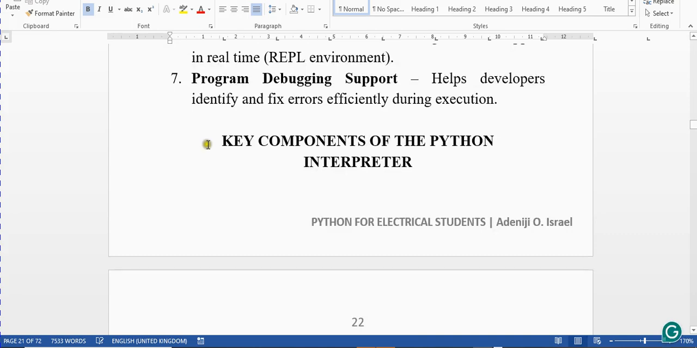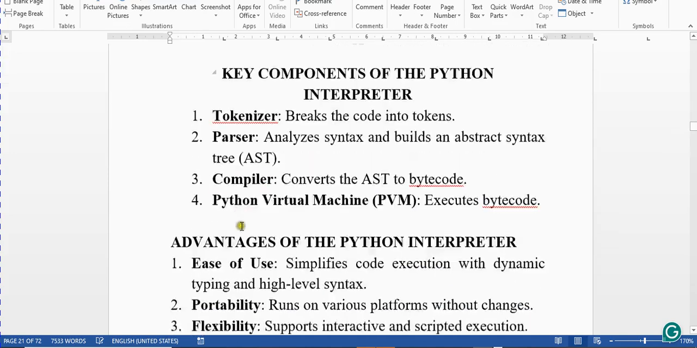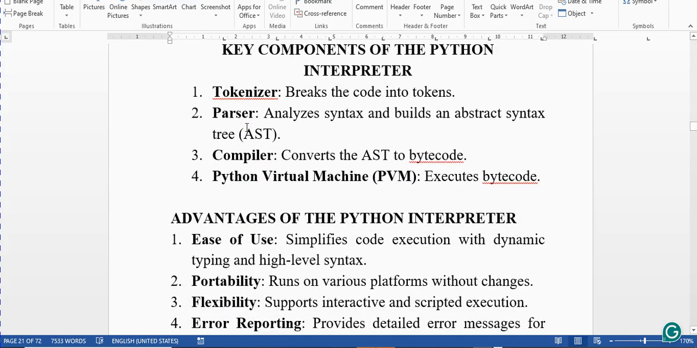So we still have some of the key components of the Python interpreter, which are four basic components: the tokenizer, the parser, the compiler, and the Python virtual machine. It breaks the code into tokens, analyzes syntax and builds an abstract syntax tree, converts the AST to byte code, then executes the byte code.